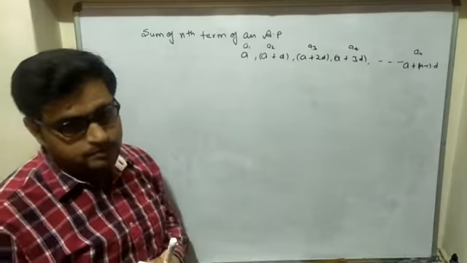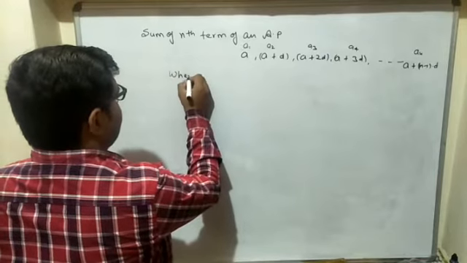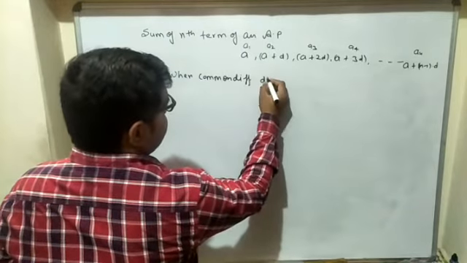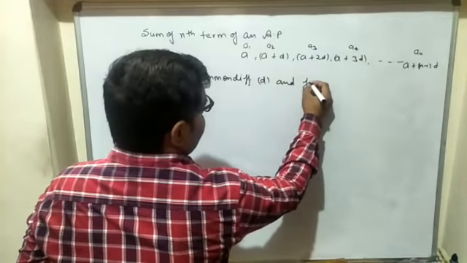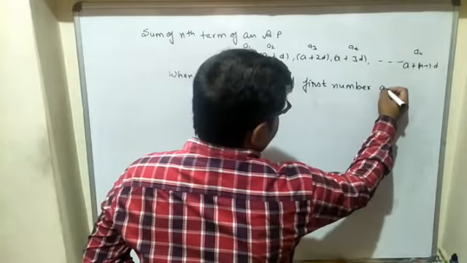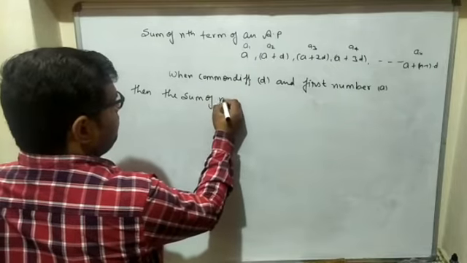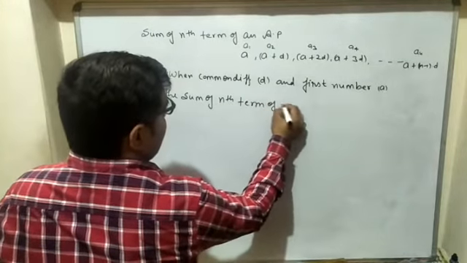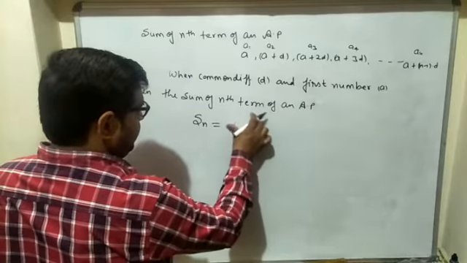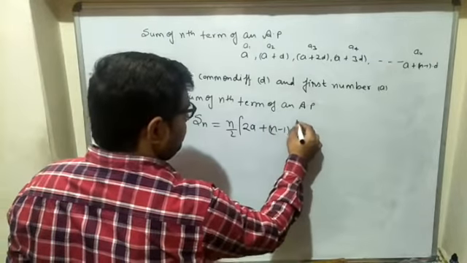So we have a specific formula for finding it. So that formula: when the common difference is d and the first number is a, then the sum of nth term of an AP, that is a formula, Sn equal to n by 2 into (2a plus (n minus 1) into d).